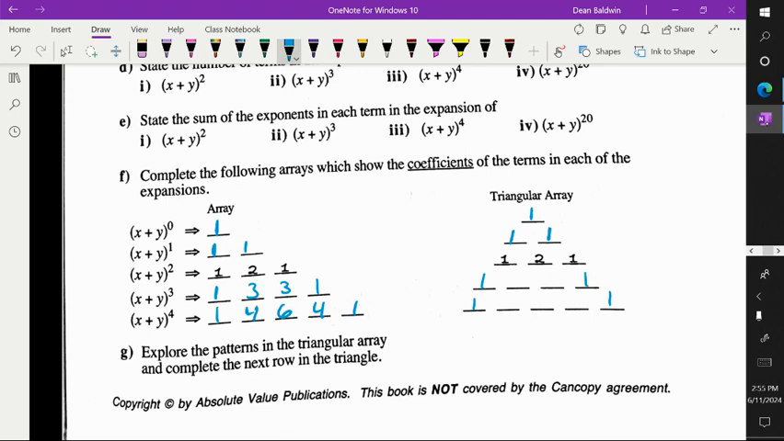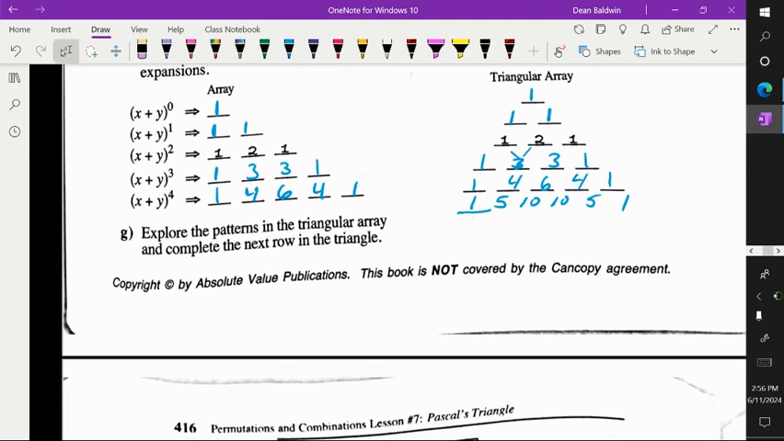How do you get this number here? You add the ones that are directly above it. So 2 and 1 gives me 3, 3 and 1 gives me 4, 3 and 3 gives me 6. What would the next row be? It's going to be 1, 5, 10, 10, 5, 1. So if you look at this, it matches the coefficients of this when you expand these when they're just ones. Okay?